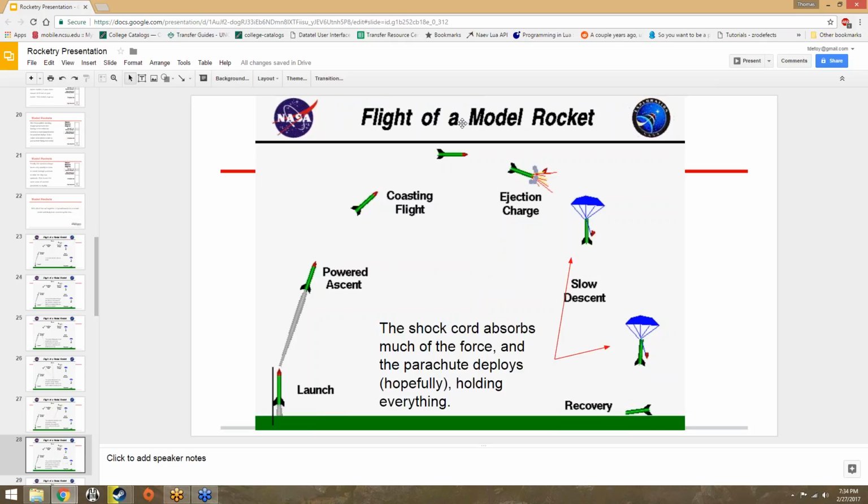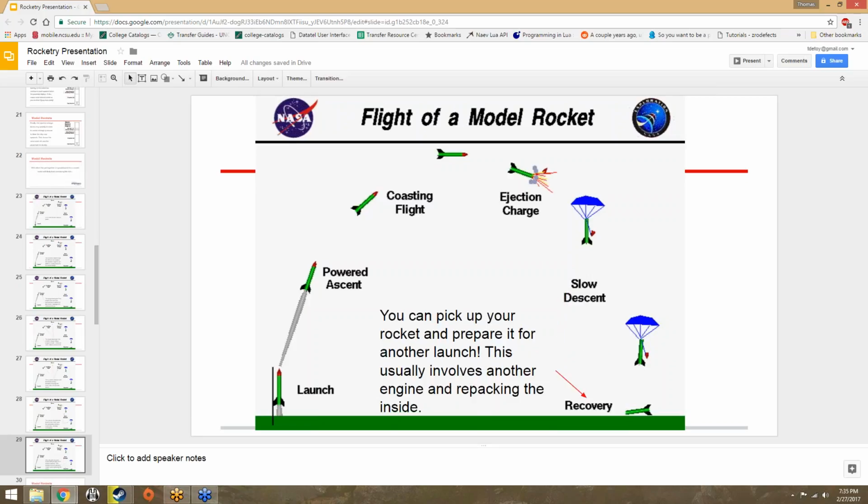Then the shock cord absorbs much of the force, and the parachute deploys. Hopefully deploys, holding the nose cone and the engine and the body and the fins and everything. And it will slowly drift to the ground, where you can then recover it, pick it up, and prepare it for another launch.